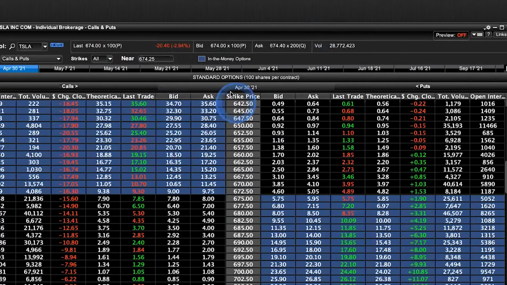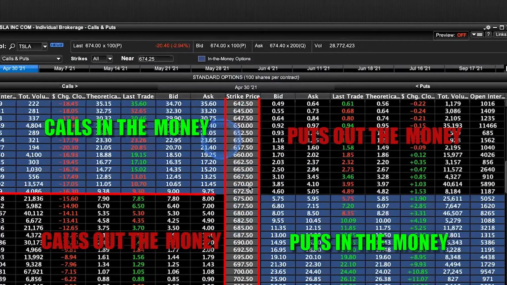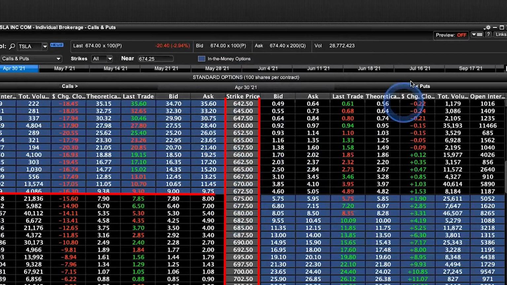Now, for this example, you'll see these numbers right here in the middle. And right there, you see the name strike price. So these are based off of where the stock is trading. As we can see, the stock is trading at 674, and you'll see that these options are either below or above that price. So the numbers below for the calls are going to be what's considered in the money. If they are above, they'll be out of the money for puts.